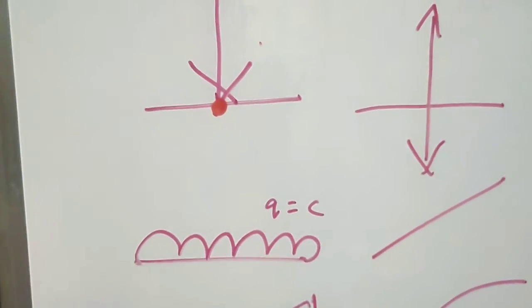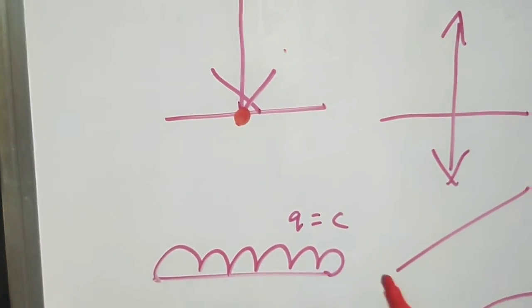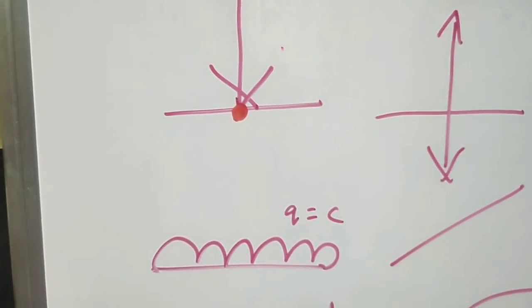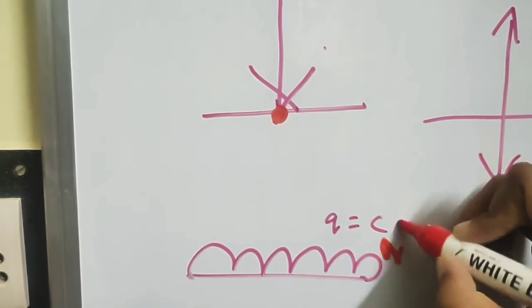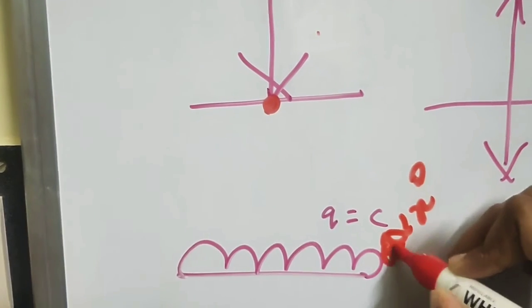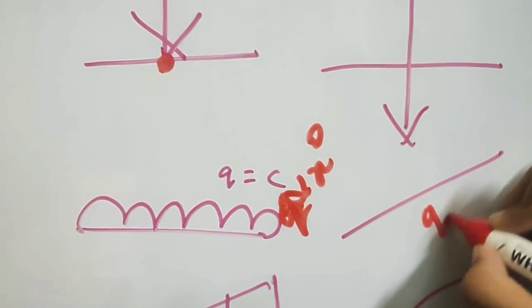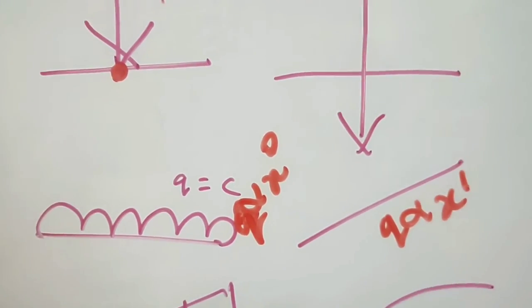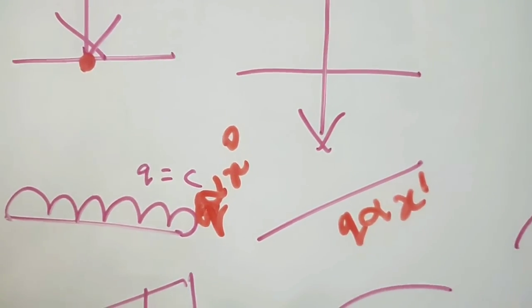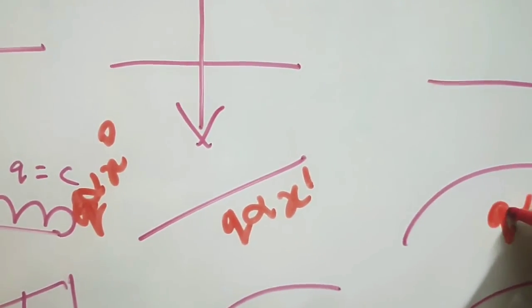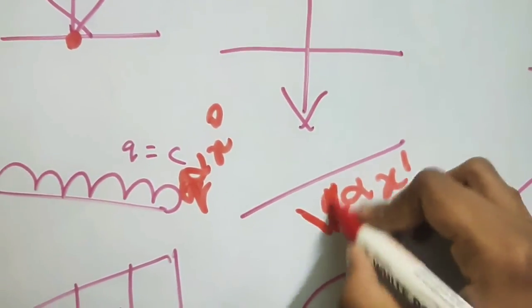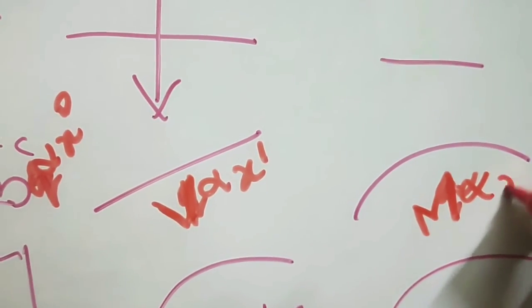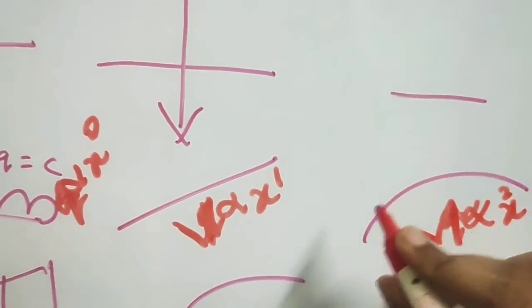For UDL, as I have already mentioned, q is equal to constant, that is load equal to constant, and q is directly proportional to x raised to 0. So what will you get for the shear force? x raised to 1. So you will get a linear, straight line, and here it will be V, sorry, V. And what about the bending moment? Bending moment will be directly proportional to x raised to 2. So it will be a parabola.